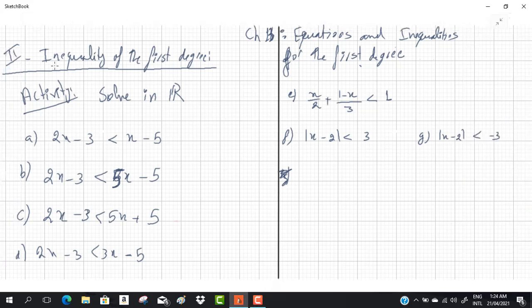سلام جميعا. لكن بلشنا part 2 inequality of the first degree. هنعمل أول شي activity solve in R. How to solve in R each of the following inequalities. أول inequality part A.